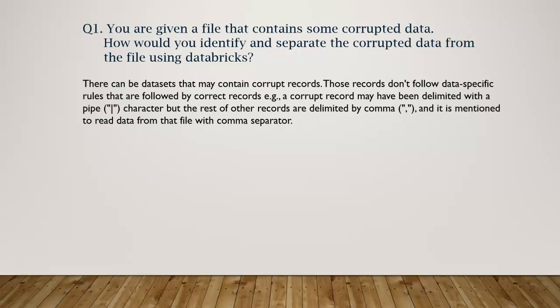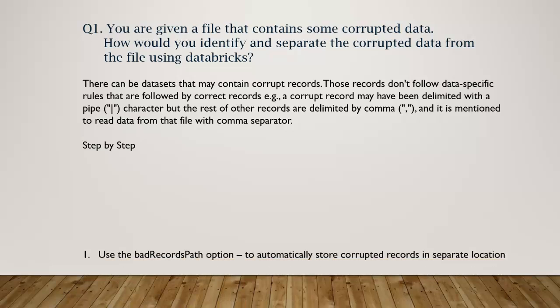with a pipe. This is the symbol of that pipe. That is also a separator, but as per your rule, it should come as a comma. So for you, that file becomes corrupted data. So you have to identify that using Databricks. I'll explain step by step.